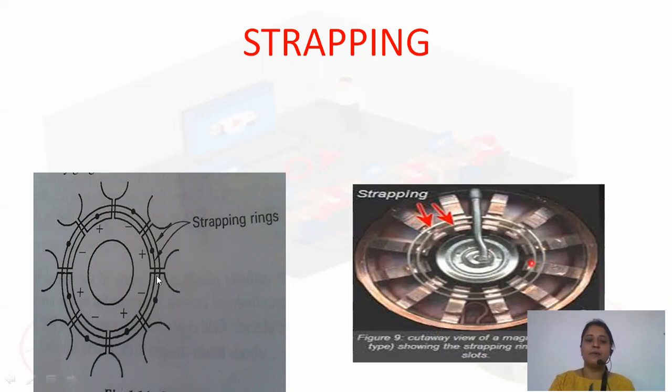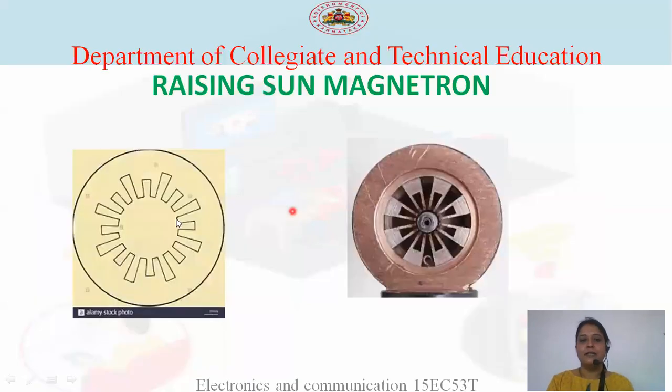Now this also has one limitation: whenever these are connected here, we are using high gauge wires, which means there may be a loss of energy in the form of heat dissipation in these wires. Therefore, to overcome this problem, one more solution is the rising sun magnetron.